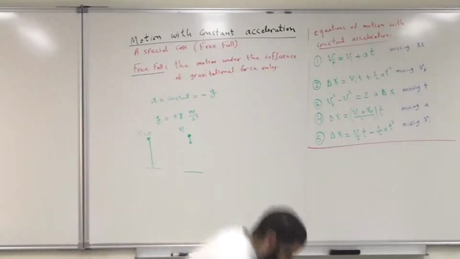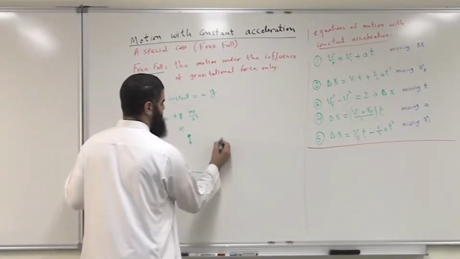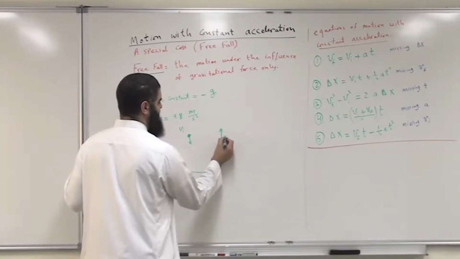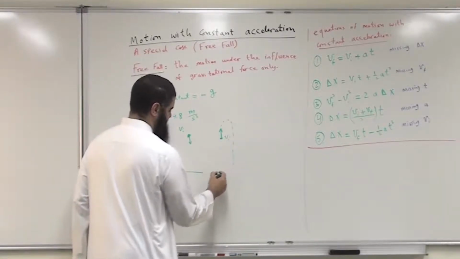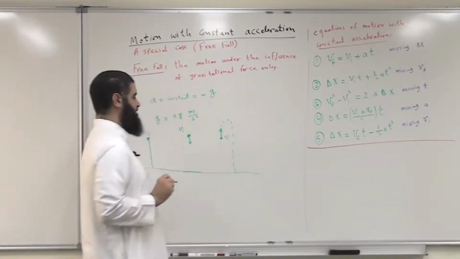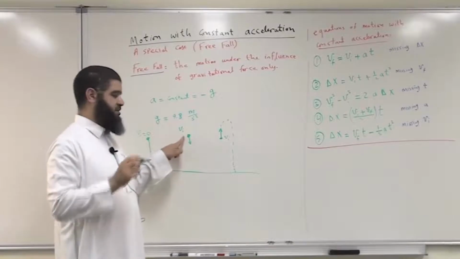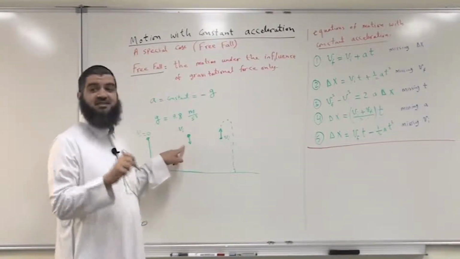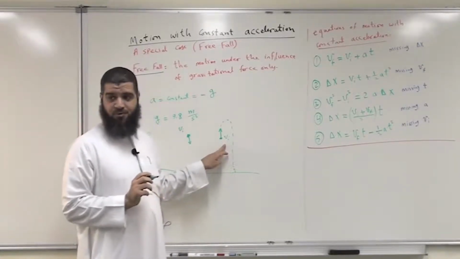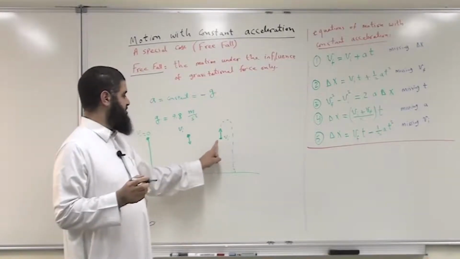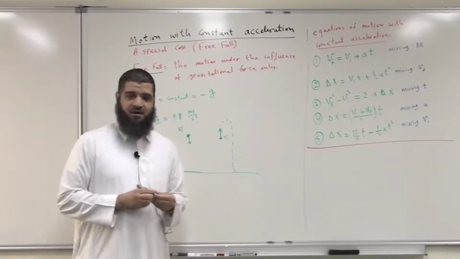But what is the difference between this third case, the first case, and the second case? Here my object starts with V initial, and V initial here is upward. So it goes up and comes back to the same floor. If the object is released from rest, V initial is 0, or you throw the object downward, so your initial velocity is downward. Finally, V initial is upward. So V initial is not 0, but here it is positive, here it is negative. All three cases are free fall.